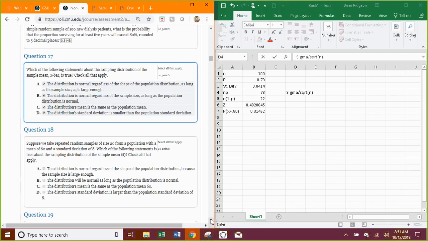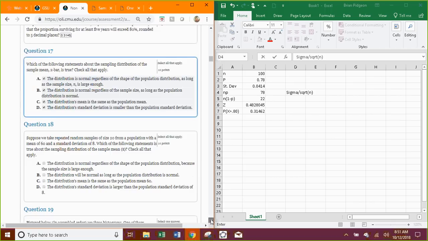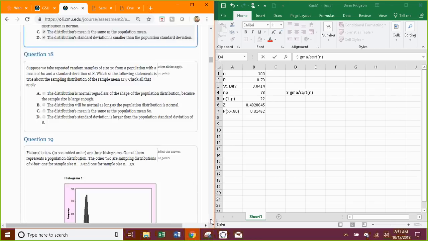The distribution is normal, regardless of the shape of the population distribution, as long as the sample size is large enough. The distribution is normal regardless of the sample size, as long as the population is normal. That's true. All right, I'm going to go with all four of those.